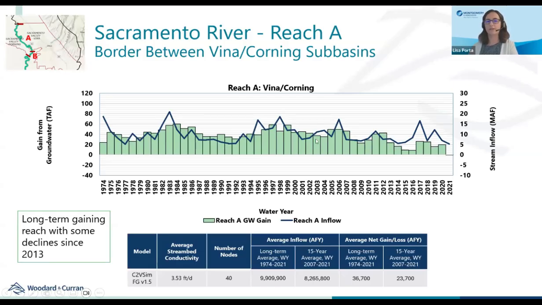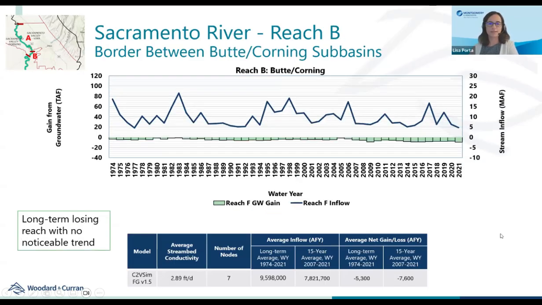So there's a little bit of change in how the groundwater is gaining from surface water. Sorry, the surface water is getting less from groundwater. So the river is less gaining, but it's still gaining generally overall. And you can see that in the long-term average here. The gains went from 36,000 to 23,000 acre feet a year.